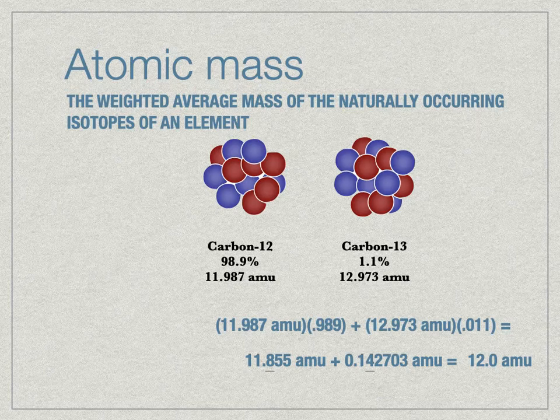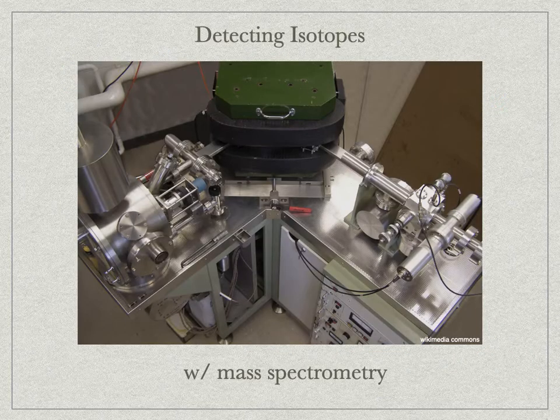And so if you look on the periodic table, lo and behold, you should find the average mass, or the atomic mass to 1 decimal place, of carbon is in fact right there at about 12.0. How do we detect and know how many isotopes we have in order to take these measurements? Well, in order to detect isotopes, we use what's called mass spectrometry.